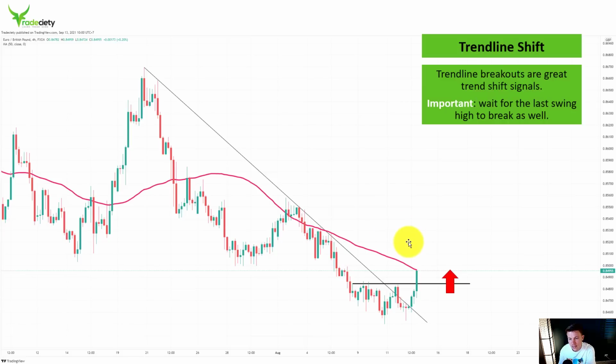So a trendline shift with a lot of context can be a really great tool to get into a trade. And of course, you don't have to trade a breakout. Maybe you just use that as information, and then you wait for the market to come back and retest this area if you want to become a pullback trader.